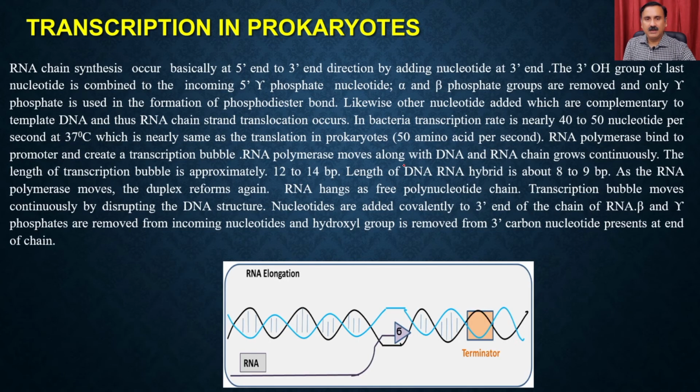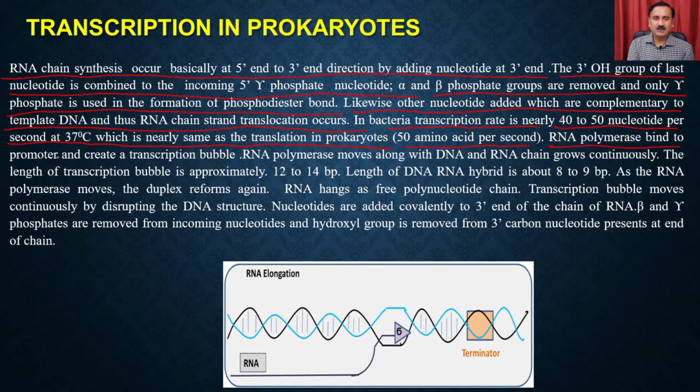So RNA chain synthesis occurs in the 5' to 3' direction by adding the nucleotide at the 3' end. The 3' OH of the last nucleotide is combined to the incoming 5' nucleotide, and the alpha and beta phosphate groups are removed, and only the gamma phosphate is used in the formation of phosphodiester bonds. Likewise, the other nucleotides added are complementary to the template strand, and thus the RNA chain translocation occurs. In bacteria, the transcription rate is nearly 40 to 50 nucleotides per second at 37 degrees Celsius, which is nearly the same as translation in prokaryotes, which means 50 amino acids per second.